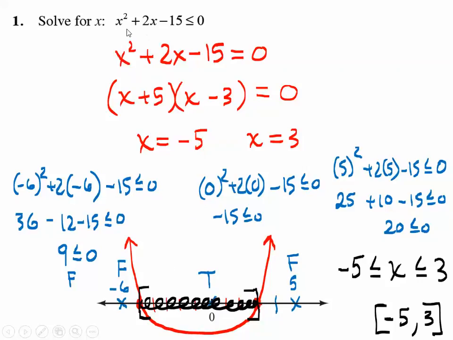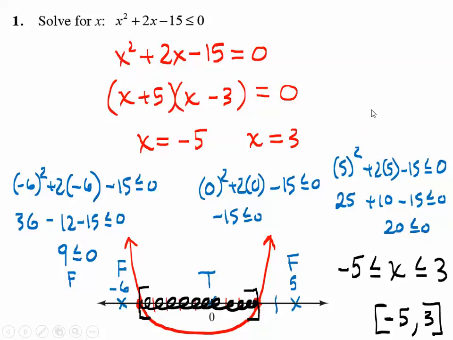So the question is, when is this parabola less than or equal to 0? Or when is this parabola underneath or equal to the x-axis? It's right here, from -5 to 3. So if you feel very comfortable with graphs of these parabolas, you don't need to do the test points. You just need to figure out your x-intercepts, and then just know the shape of this graph. What's the shape of the graph? The shape of the graph would be this right here.